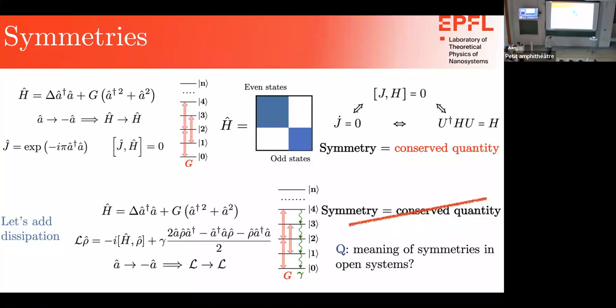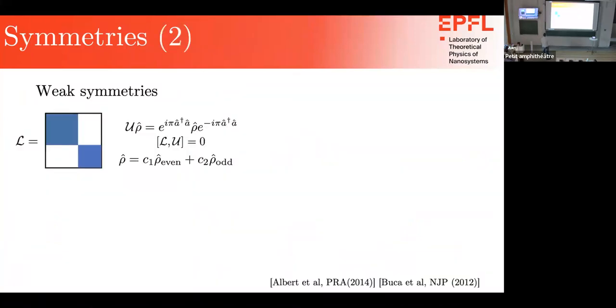So what is the meaning of symmetries in open systems? To be very precise, we need to introduce two concepts. What someone calls weak and strong symmetries. There are many definitions, I stick to this one. Weak symmetry means that you have a super operator which commutes with the Liouvillean. Okay? And the picture you can have in mind is that now, instead of having the Hamiltonian, which is decomposed into two blocks, it is the Liouvillean which is separated into blocks. And these two blocks do not mean that you will not meet even and odd states, but you will not generate any coherence between even and odd states.